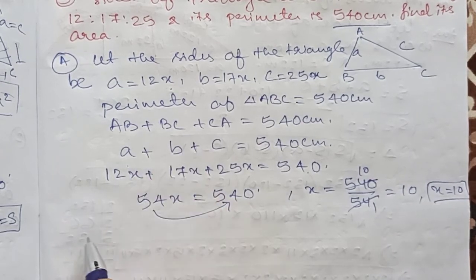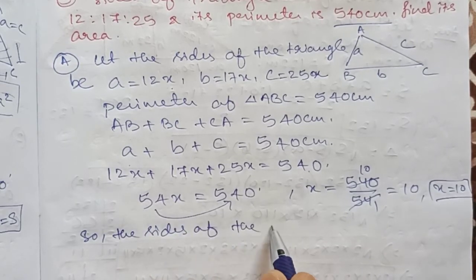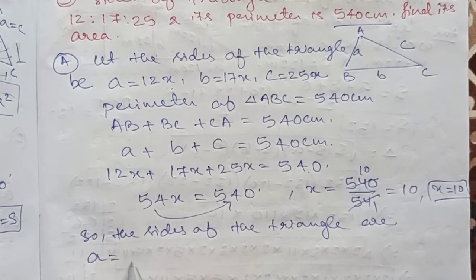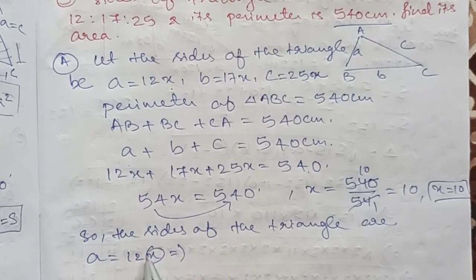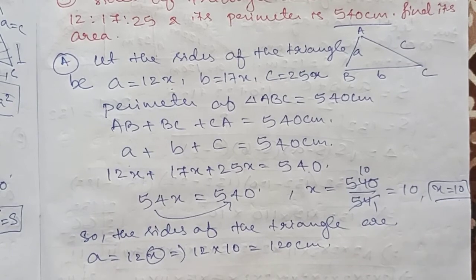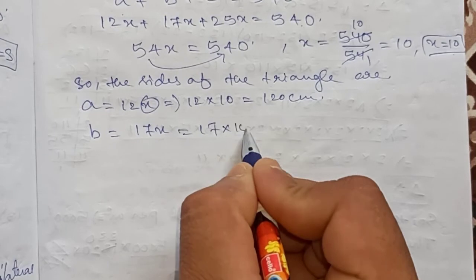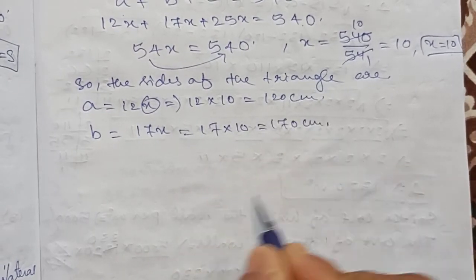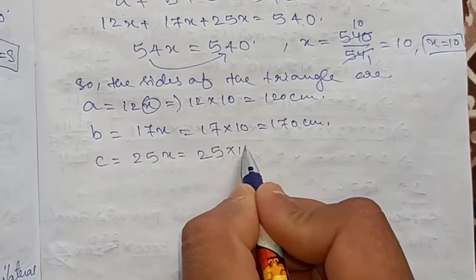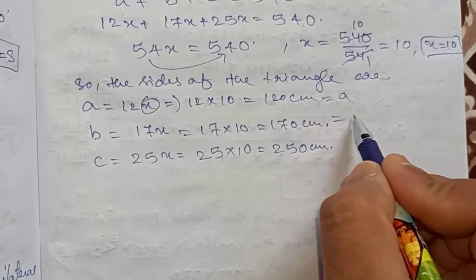So what are the sides of the triangle? So the sides of the triangle are, A is how much? A is 12x. In place of x we will write 10. 12 into 10 is 120 centimeter. B is how much? B is 17x. 17 into 10 is 170 centimeter. C is 25x, that is 25 into 10. It is 250 centimeter. So now we got the values of A, B, C.